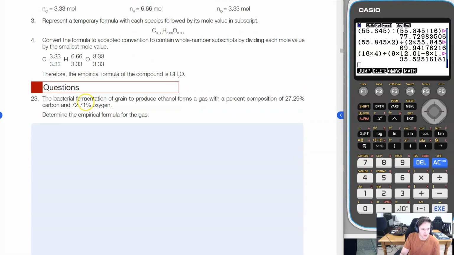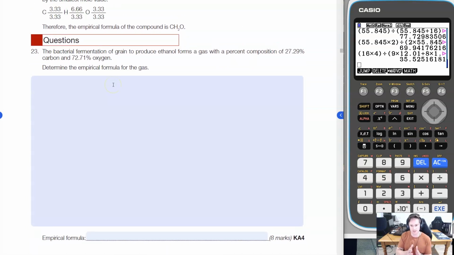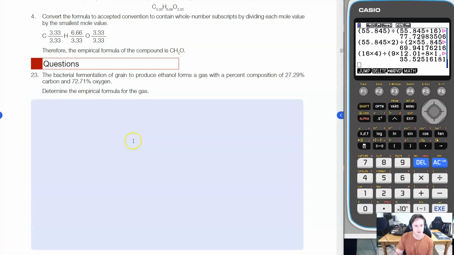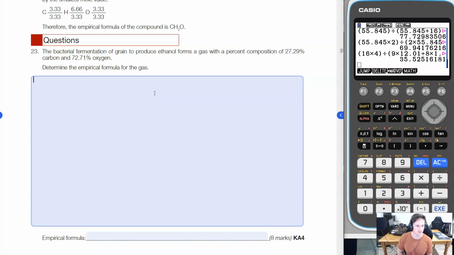use ratios in order to determine the empirical formula. So the empirical formula is the lowest or the simplest possible version of the ratio of the atoms. Okay, so the bacterial fermentation of grain to produce ethanol forms a gas with a percent composition of 27.29% carbon and 72.71% oxygen. Determine the empirical formula for the gas.